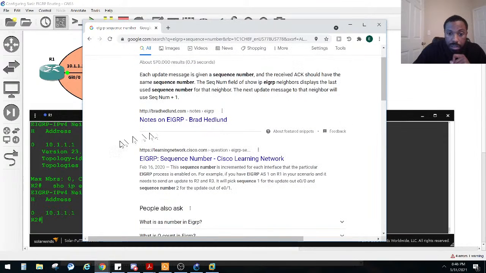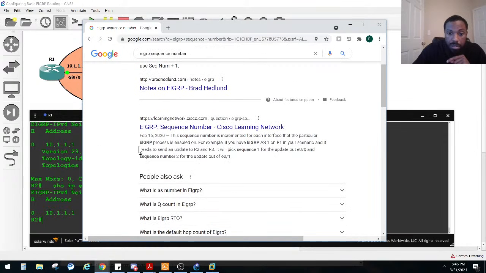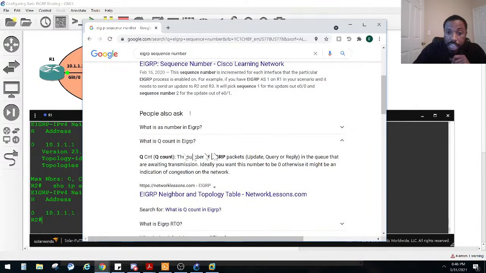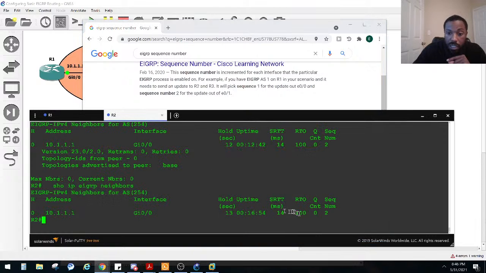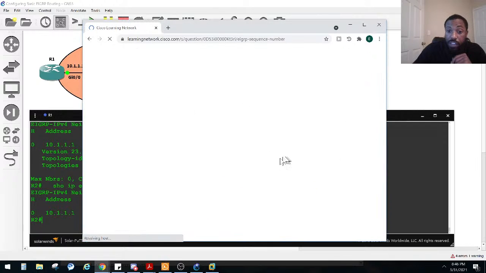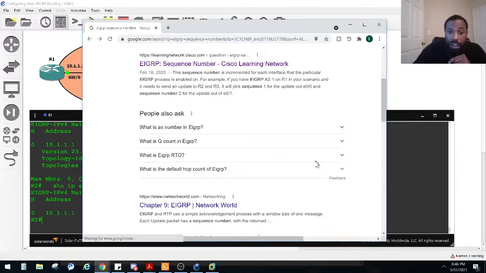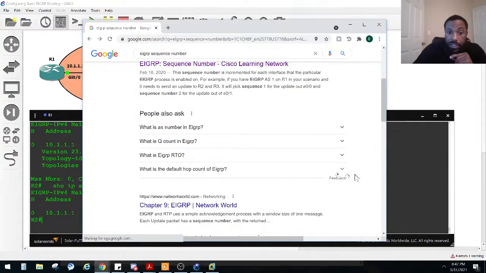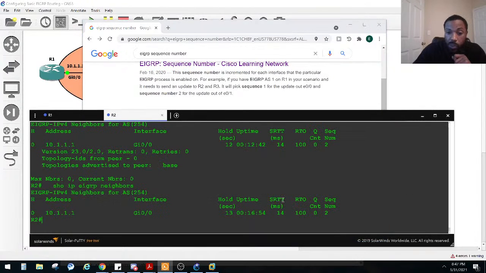Interesting. And then what's Q count? That was my other question. Q count, the number of EIGRP packets, update, query, and reply, in the queue that are awaiting transmission. And hopefully it's 0, because otherwise it'll be stuck in active, right? That's one of the other packets, right? Because it's actively looking for a message. So you want that to be 0. So I guess we got all of that, right? So smooth. Is it round trip time? I can't even remember.